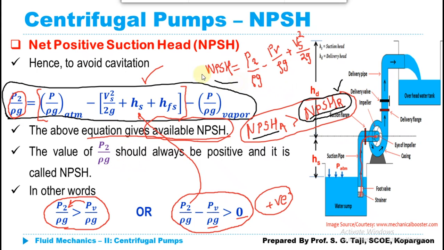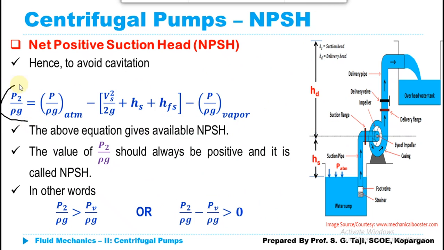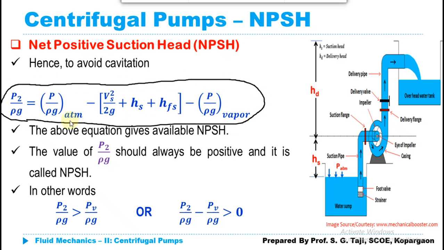Now, this is the expression by which you can calculate net positive suction head, which is given by P2 upon rho g minus PV upon rho g plus Vs square upon 2g, where P2 is the pressure at the impeller, PV is the vapor pressure of the liquid, and Vs is the velocity of the fluid in the suction pipe. Remember that this expression P2 upon rho g is equal to P upon rho g atmospheric minus Vs square upon 2g plus HS plus HFS minus P upon rho g vapor pressure head. So the value of this particular equation should be positive.